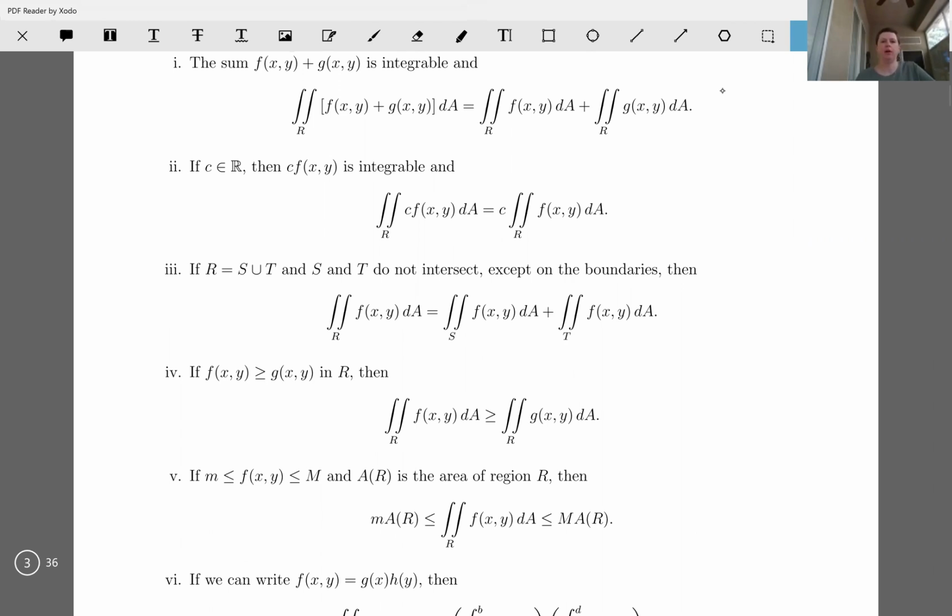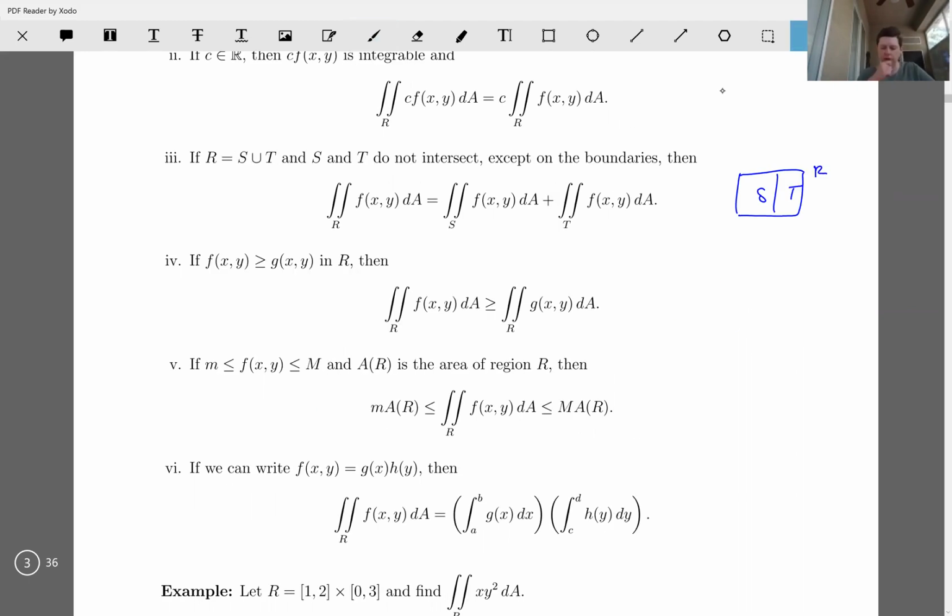If I can write R as the union of S and T, where S and T don't intersect except on their boundaries, right? So for example, this is S, this is T, then the integral over the entire rectangle is just the sum of the integrals over those subregions. Also, if I know that f is greater than or equal to g over the entire rectangle, then hopefully it's clear that the integral of f is going to be greater than or equal to the integral of g, since f and g at each point would kind of represent the height. That kind of should make sense.